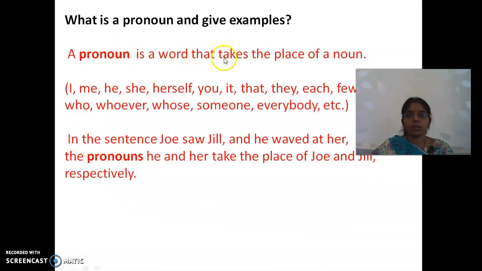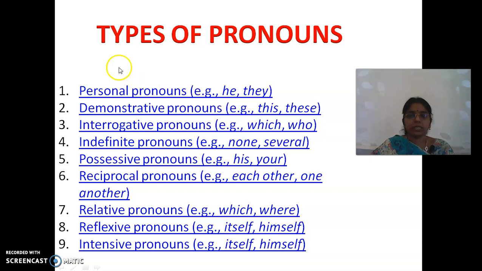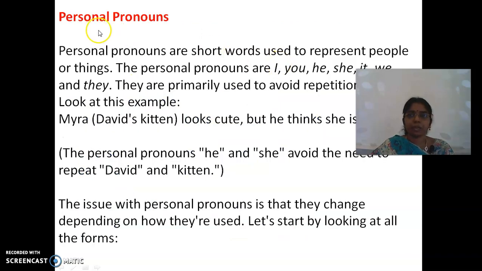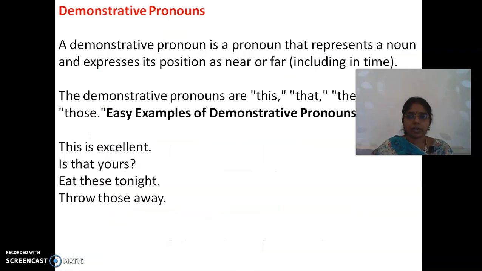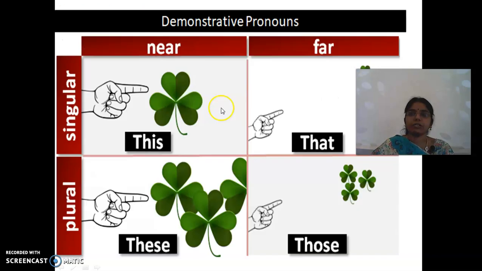So, what is a pronoun, and give examples. Types of pronouns, personal pronouns. This tabular column, I need this tabular column. If you missed it also, please write it at the last, right? Demonstrative pronouns. Then this example, a very small example, no need for this figure, this hand and all. If it is tough also, no problem. You write near for singular, plural: this, that, these, those.